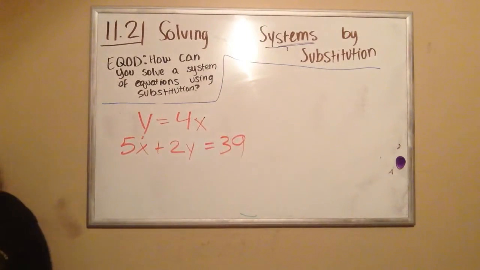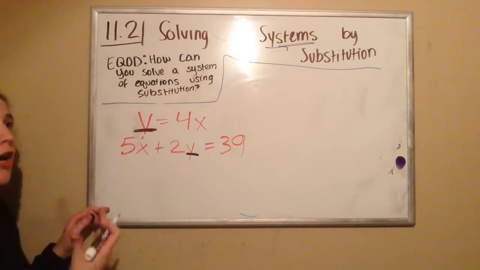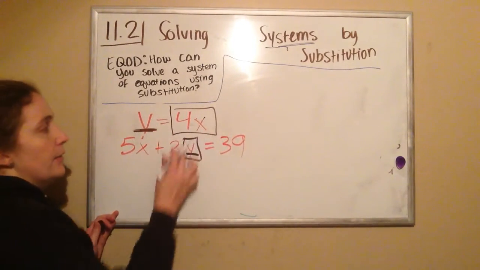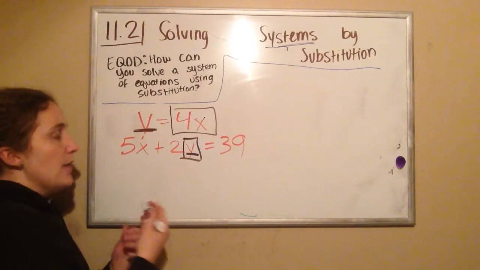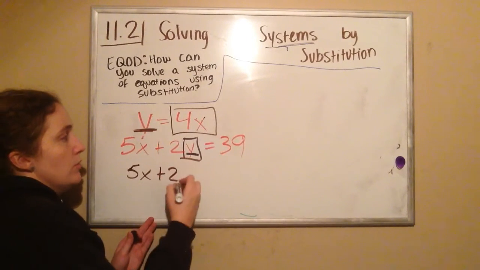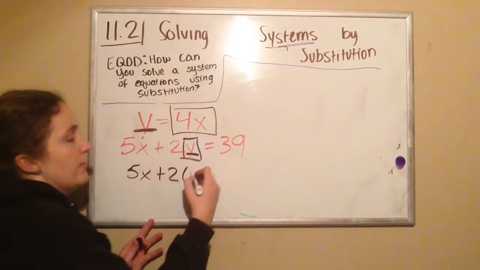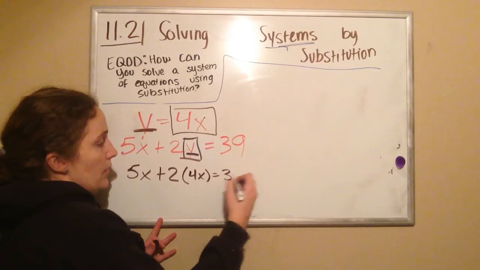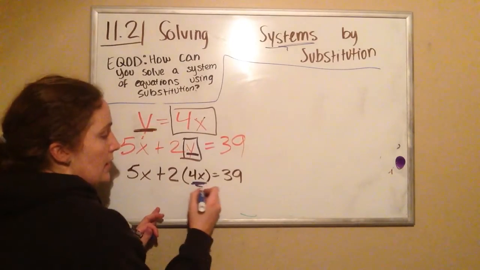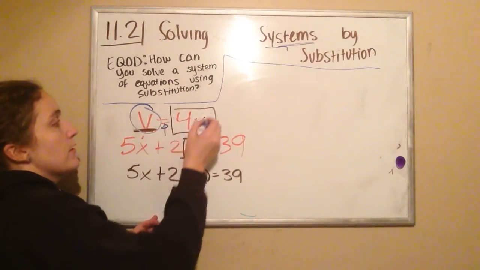So even though it makes it a little more complicated, we are still looking at the y's, and we're going to say we know that y equals 4x. So we're going to take that y and replace it with the 4x. When we do that, we get 5x, that stays the same. We're not messing with it. Plus 2. Instead of y, we're getting rid of y. We want y's out of there. We're going to write 4x equals 39. Where did that 4x come from? Instead of y, I'm writing 4x because we know y equals 4x.